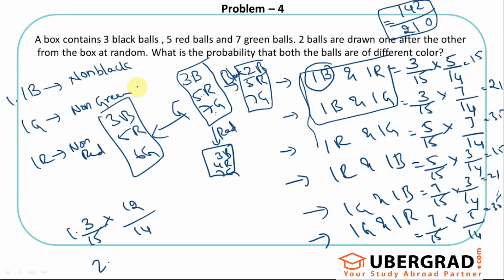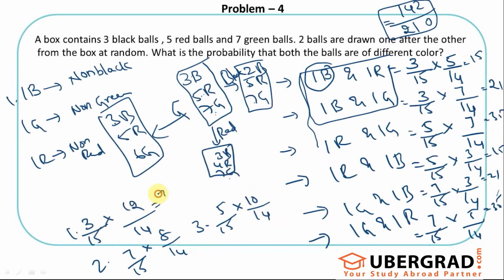1 green and non-green. I pick a green, the probability of picking a green is 7 by 15 into, now once I pick a green, this is the composition. What is the non-green elements? I need to pick red or black, that is 8 by 14. And the third one is I pick a red first. The probability of picking a red in the first thing is 5 by 15 into, once I pick a red, this is the composition. I need to pick colors other than red. That is 3 black and 7 green. So I have 10 out of 14.